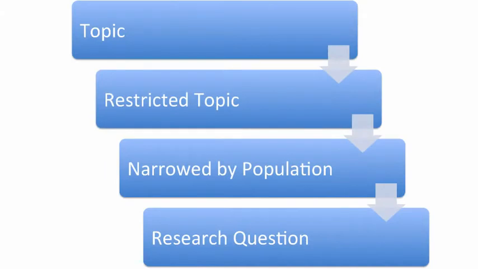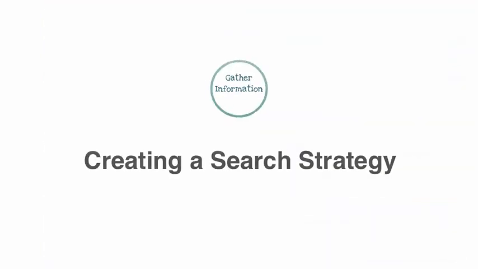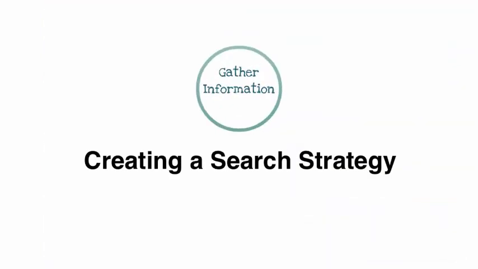So your assignment this week will require that you go through this process of looking at your topic, restricting your topic, and then narrowing it by a population, and then developing a question. And within that, I also want you to think of other questions. So a descriptive or exploratory question, a cause and effect or causal question, a measuring or process-based question, and then a solution-focused question. You'll have to identify each of these, and then I want you to pick the one that you like the best, and that will be the one that you move forward with. And once you have the question, of course, we move into creating a search strategy.